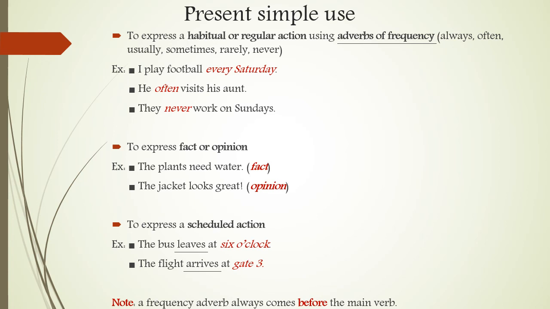Now note that a frequency adverb always comes before the main verb. So the frequency adverbs like always, often, usually, sometimes, we have to put these adverbs before the main verb, not after it. For example, he often visits his aunt, the example I put above. He often visits his aunt. I cannot say he visits his aunt often or he visits often his aunt. No, I have to put the adverb of frequency before the main verb.